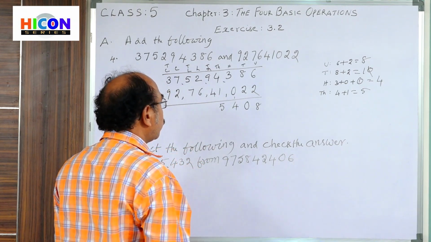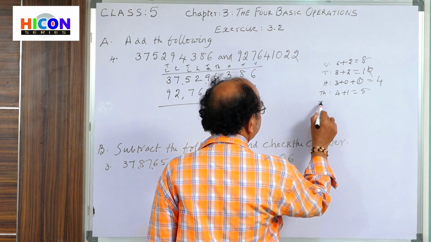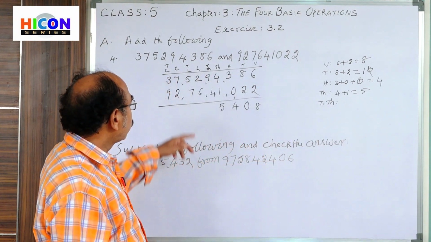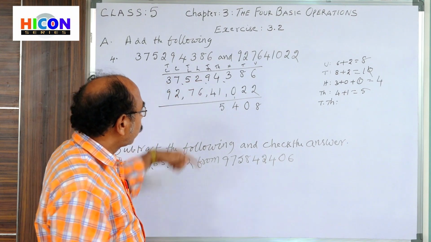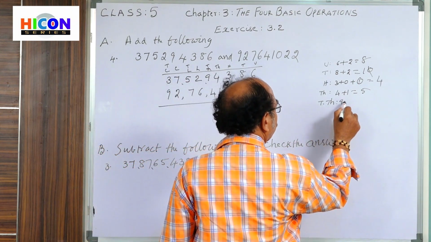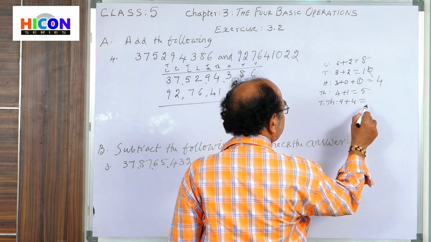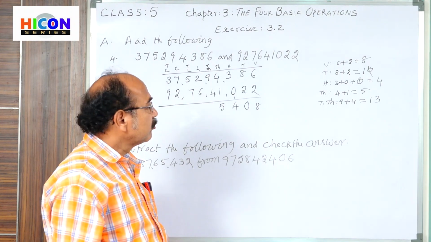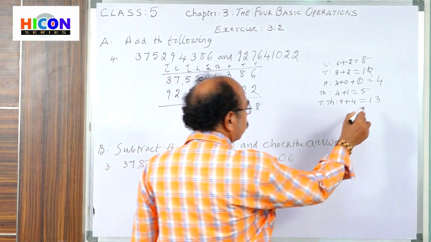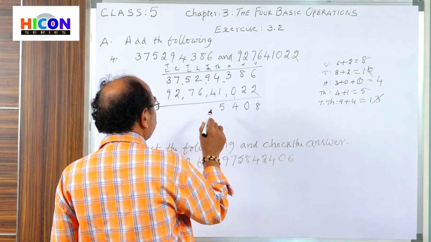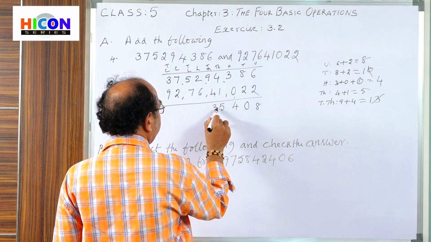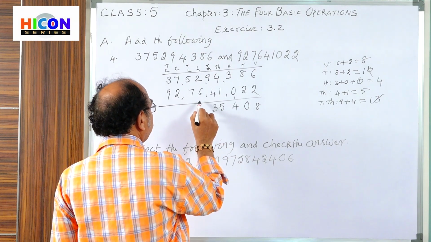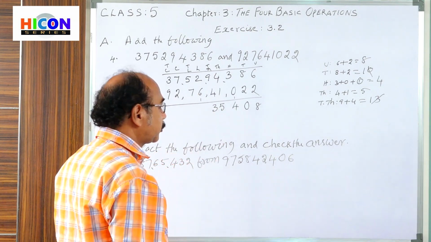Next, 10,000 place. What are the digits of 10,000 here? 9 and 4. 9 plus 4 is 13. So, strike off 3 right here, and 1 is carried to the lakhs.